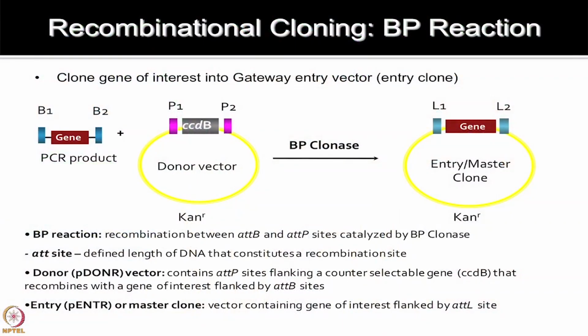So, the left side of the image shows you that there is a gene which is flanked with the attB sites, attB1 and attB2, and then you have a donor vector into which you want to move your gene of interest, which contains attP sites, attP1 and attP2. This donor vector contains a counter-selectable gene, ccdB, that recombines with the gene of interest which is flanked by the attB sites.